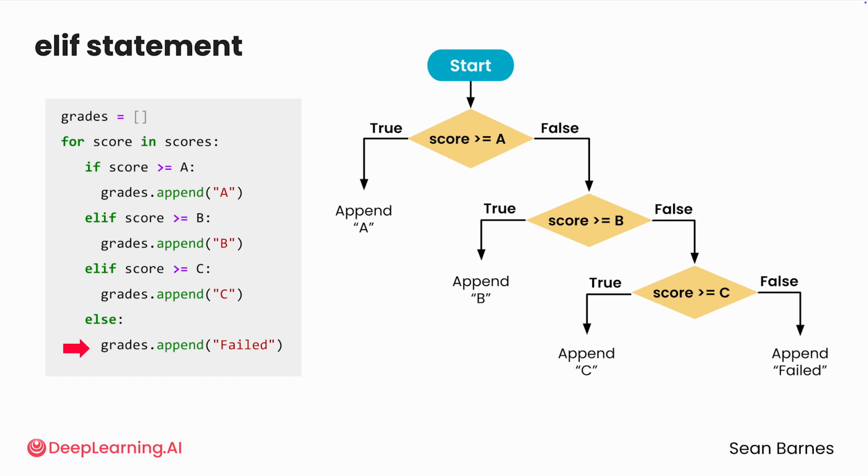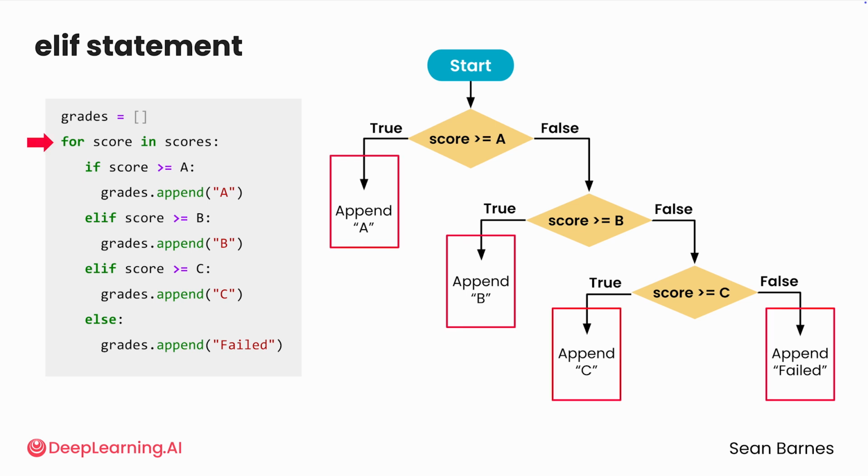This code creates 4 possible branches. For each score, the code will go down one of these 4 paths. Remember that all of this happens inside the for loop, so one of these 4 branches will execute for each score in the list scores. If there are 5 items, this chain of decisions happens 5 times. If there are 60,000 items, it happens 60,000 times.